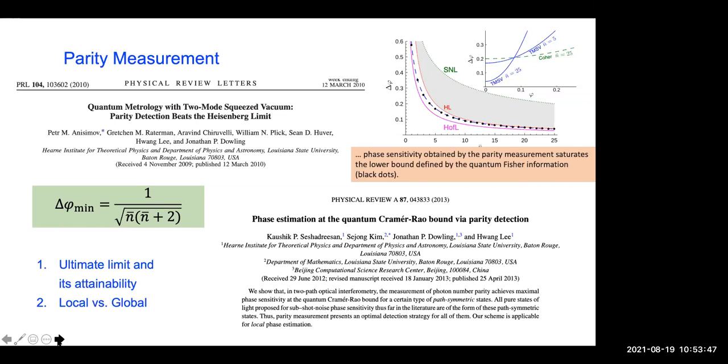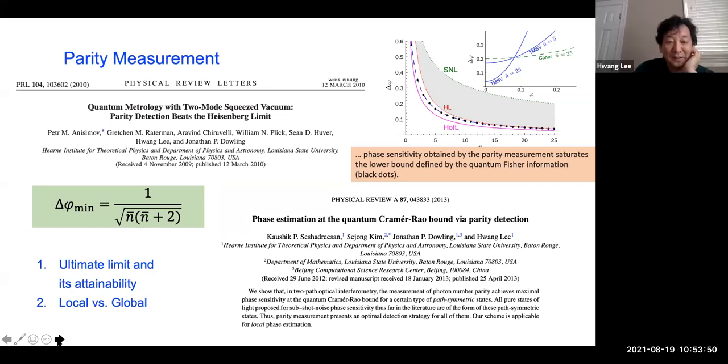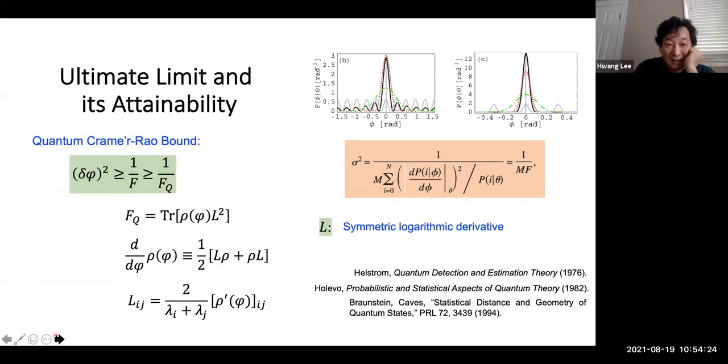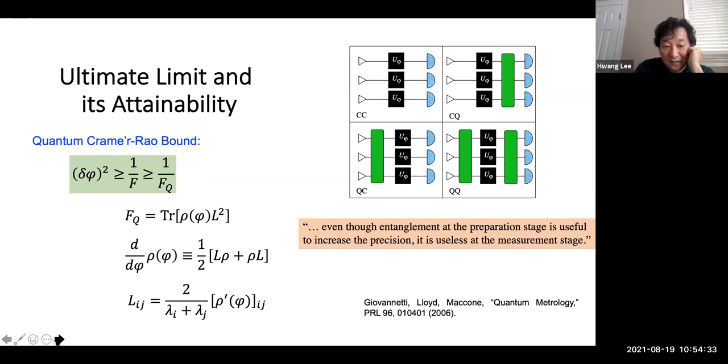Okay, I will go all the way to the end point. So local and global. Global means without any a priori knowledge, we are determining the exact value of phi. Local means we already know where it stands. So the approach to get this minimum detectable phase shift is different. That's all I wanted to say here. And that ultimate limit is called the quantum Cramer-Rao bound. Okay, and I pass this.